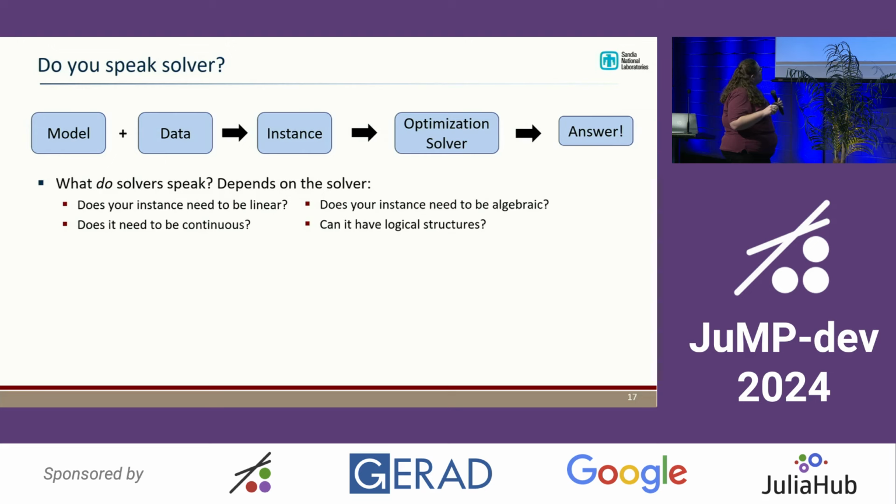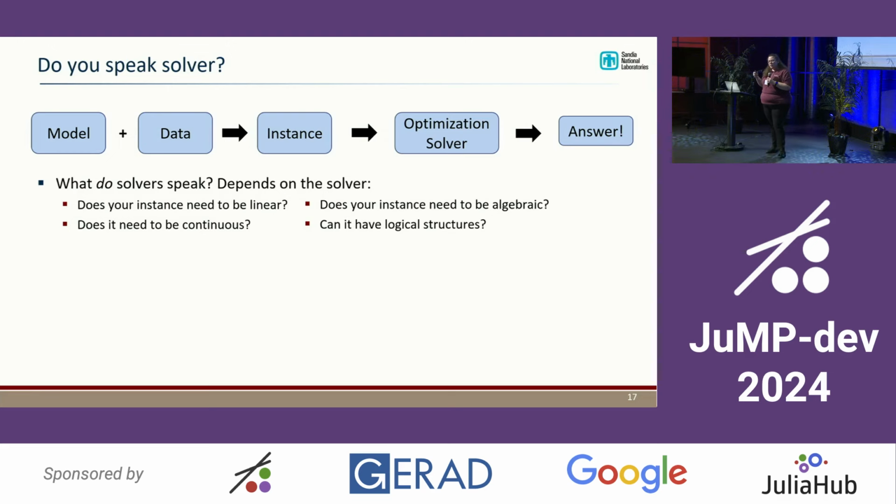So this translation between a model instance to an optimization solver really requires the user, the interface, to know what the solver expects. So it requires the user to be able to speak solver. And that translation is really solver specific. So you needed to ask yourself questions like, well, is this a linear solver? Do I need to linearize everything? Does it need to be continuous? Can it have logical structures?